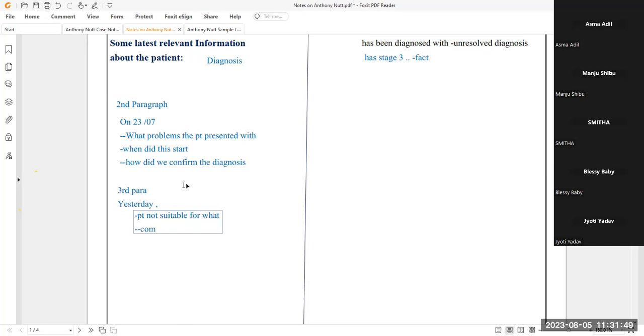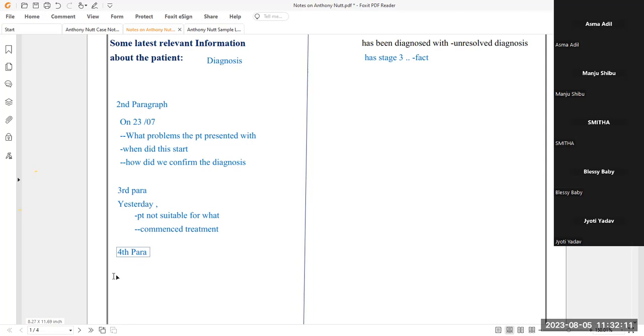What commenced treatment? Commenced treatment. Okay. What else? Son's concern. Okay, so suddenly I'm talking about something medical related. Now, all the son's issues happened yesterday, but it's not medical. So I would say make that the fourth para.